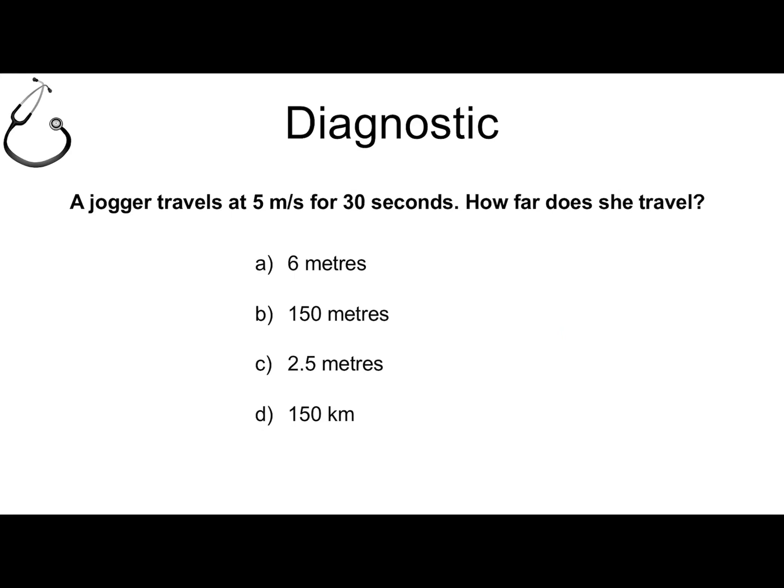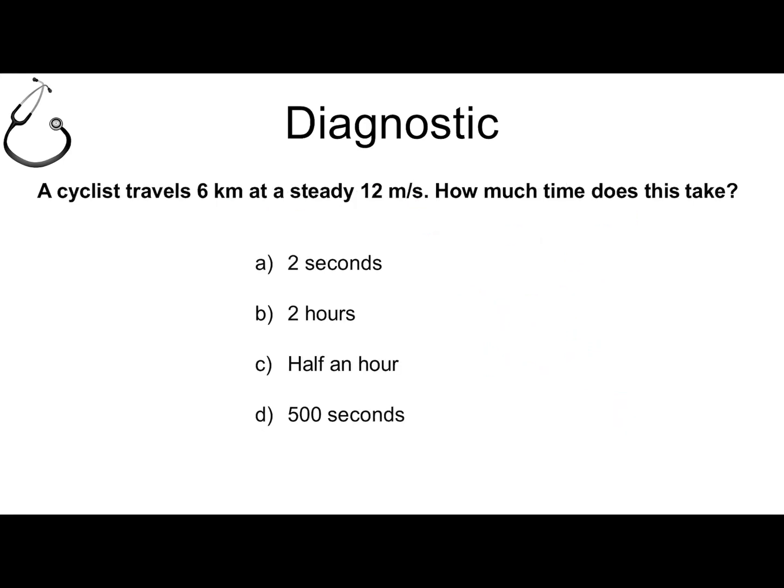Now, what about this one? A jogger travels at 5 metres per second for 30 seconds. How far does she travel? So how far implies we want distance. So let's rearrange. Speed equals distance over time, so distance equals speed times time. Distance is equal to your speed, which is 5, times your time, which is 30. So it must be equal to 150 metres. And this is easy because the units are consistent. This is metres per second, this is seconds, so the answer is in metres.